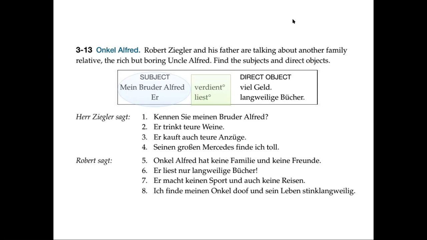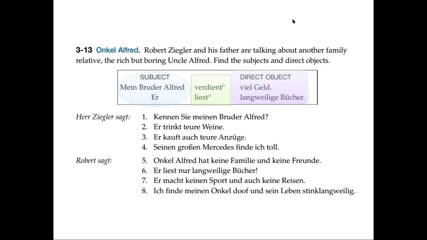And so my brother Alfred earns, what does he earn? Was verdient er? Viel Geld. Und liest, he reads, what does he read? Langweilige Bücher. So your new accusative, your direct object, is the thing that the verb points towards or is acting upon. Somebody has to earn something, but the thing they're earning, in this case money, is going to be your direct object. And so we're just doing the exact same thing with a bunch of practice sentences.